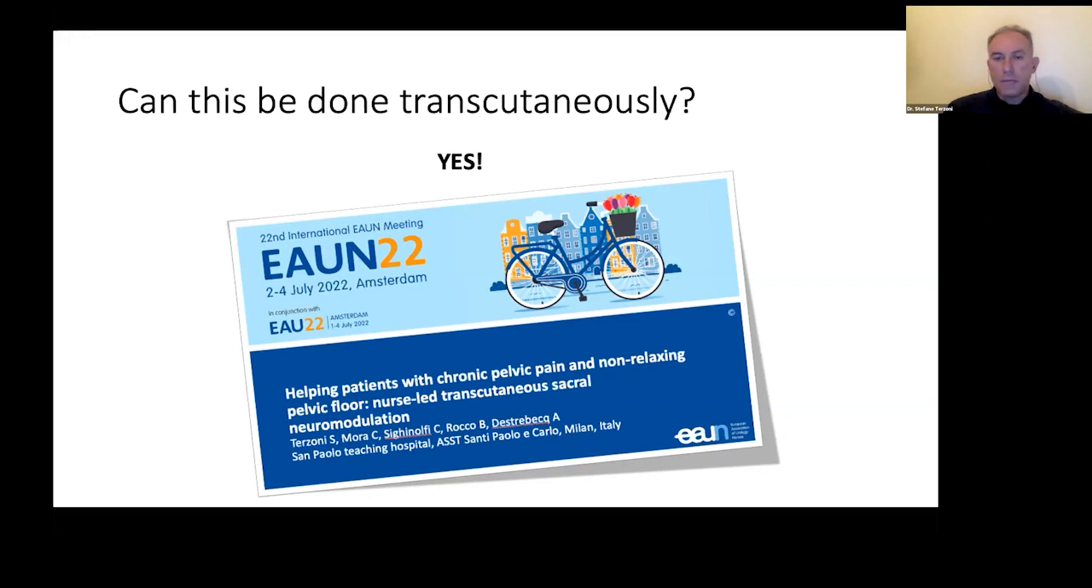Amsterdam last July. And our goal was to see if patients could be treated in an outpatient setting, basically without surgery, similarly to what we do with the transcutaneous tibial nerve stimulation and other types of treatment with sticky electrodes, surface electrodes. So the title of the project was Helping Patients with Chronic Pelvic Pain and Non-Relaxing Pelvic Floor, Nurse-Led Transcutaneous Sacral Neuromodulation.